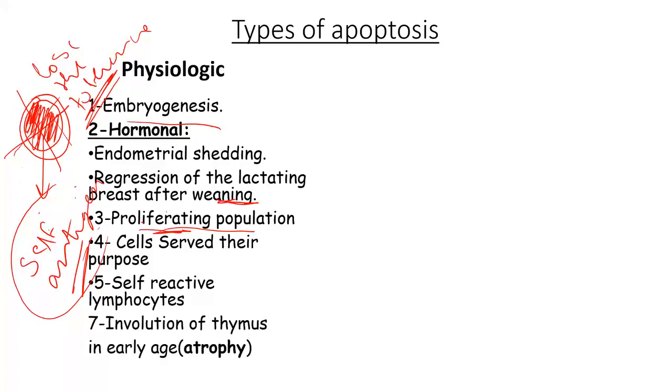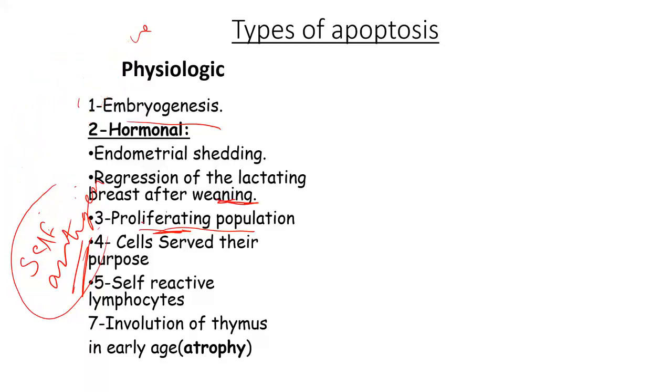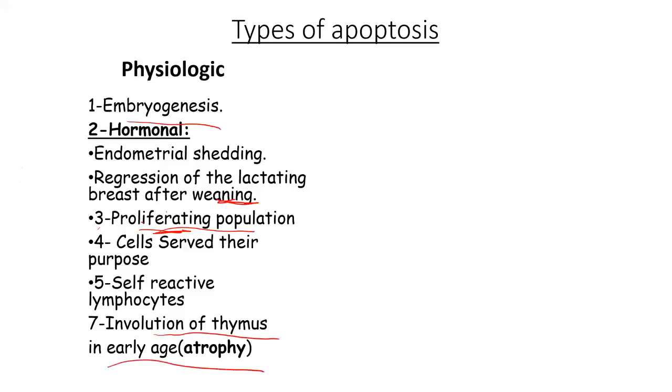Lastly, we have the involution of some organs as, for example, the thymus. You know, the thymus is one of the lymphoid organs that undergoes what? It undergoes physiologic atrophy and involution. And so involution of the thymus in early age occurs by the process of atrophy.